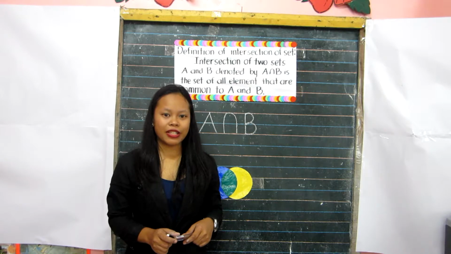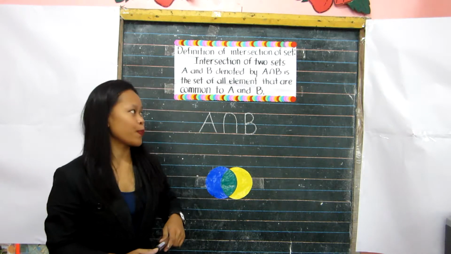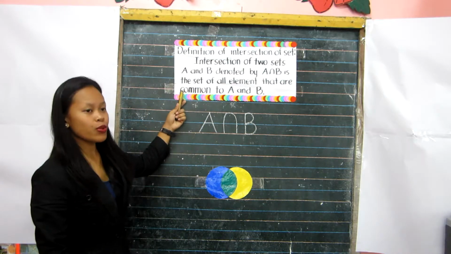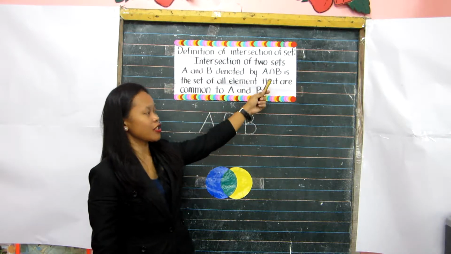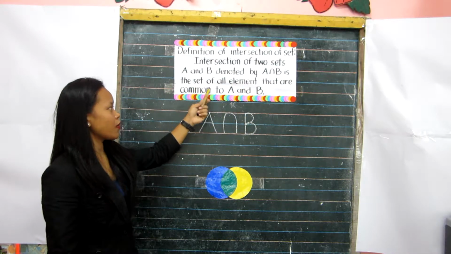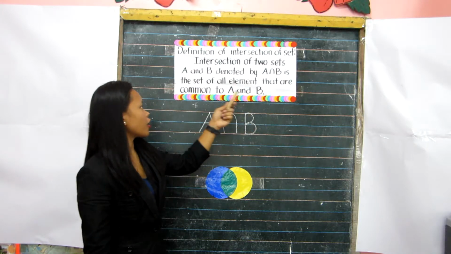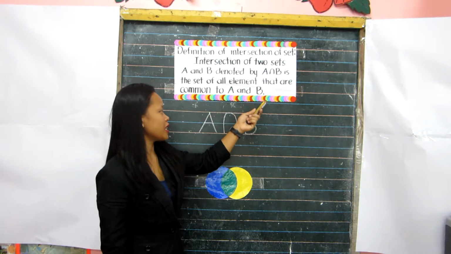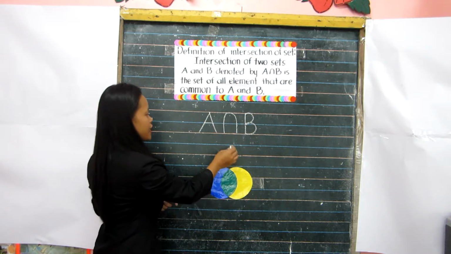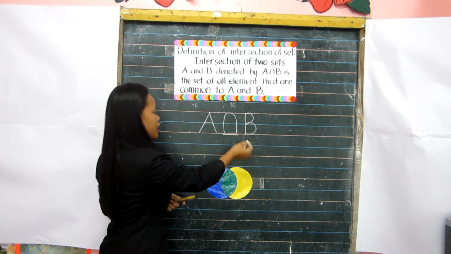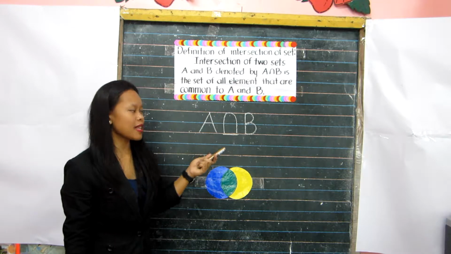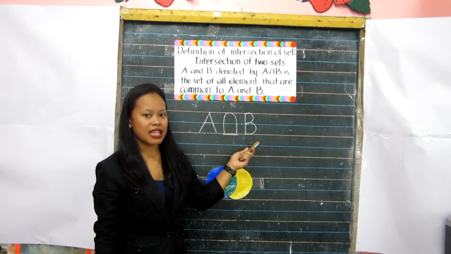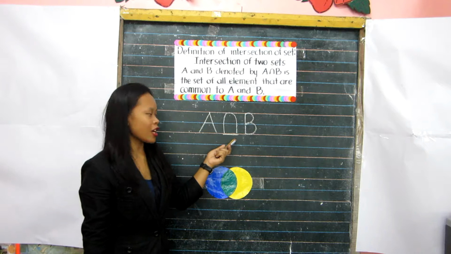So let's proceed to the intersection of sets. The intersection of two sets, A and B, denoted by A intersection B, is the set of all elements that are common to A and B. The intersection of sets has this symbol, and this symbol means and. So we can also say A and B instead of A intersection B.